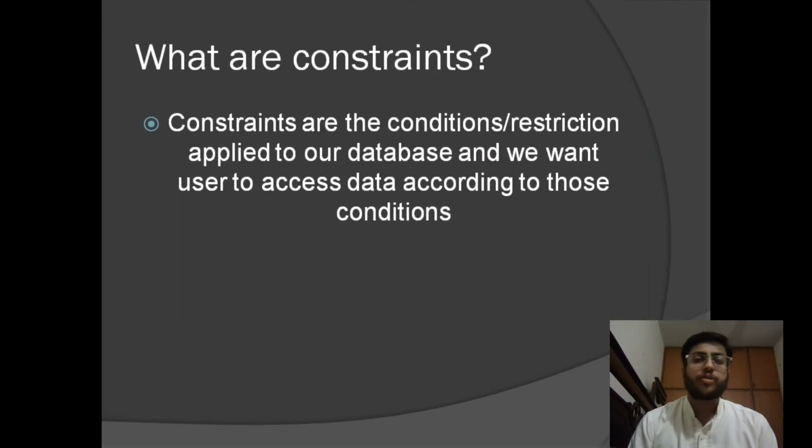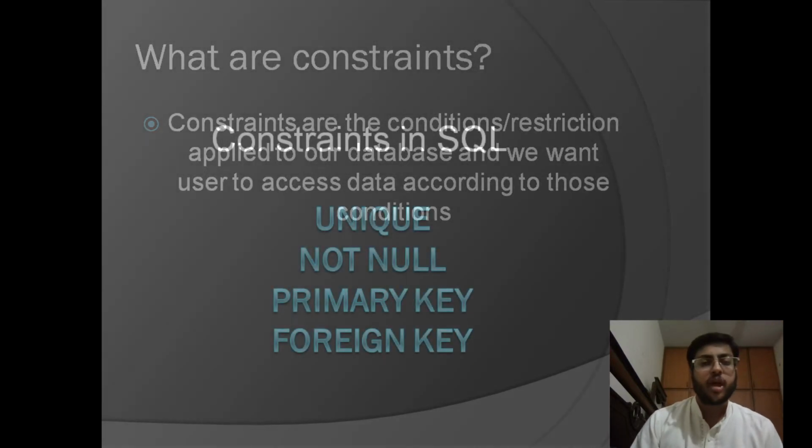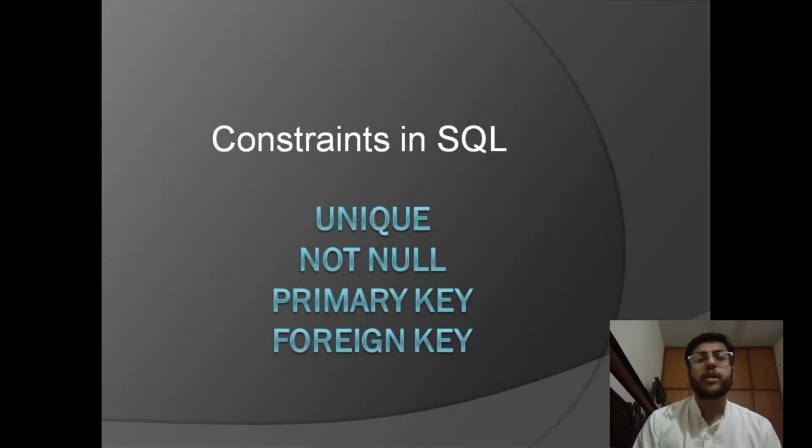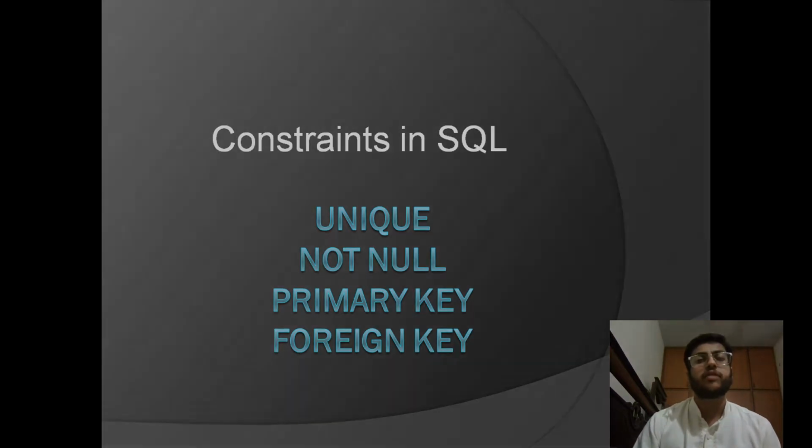Now what are constraints? Constraints are basically some limitations, restrictions or conditions that we apply to our database so that the user who is accessing our database will access the data according to those conditions, right? Now there are four types of constraints in SQL. These are unique, not null, primary key and foreign key. So let's just see what these constraints are and how they work.